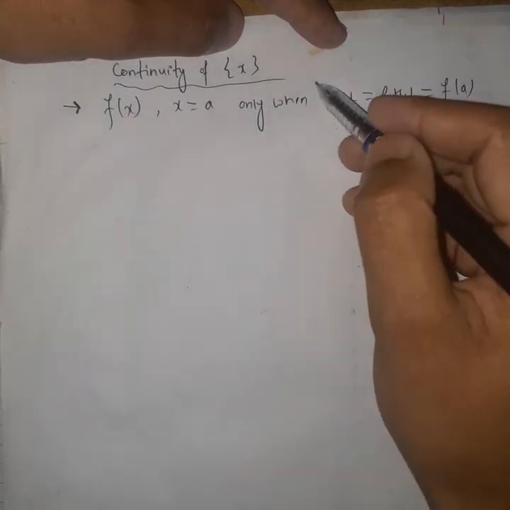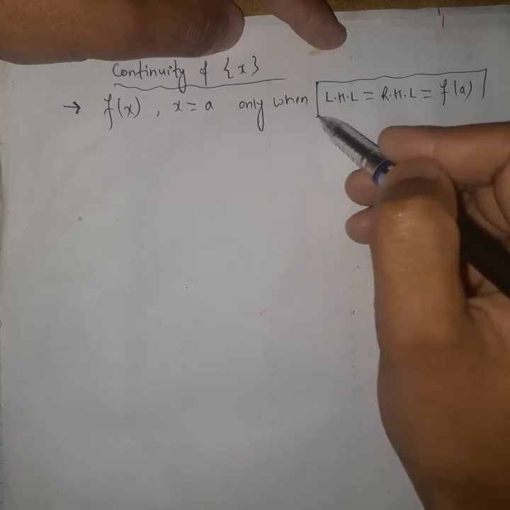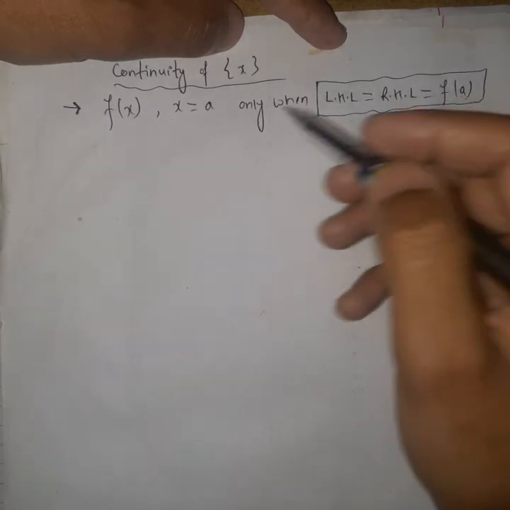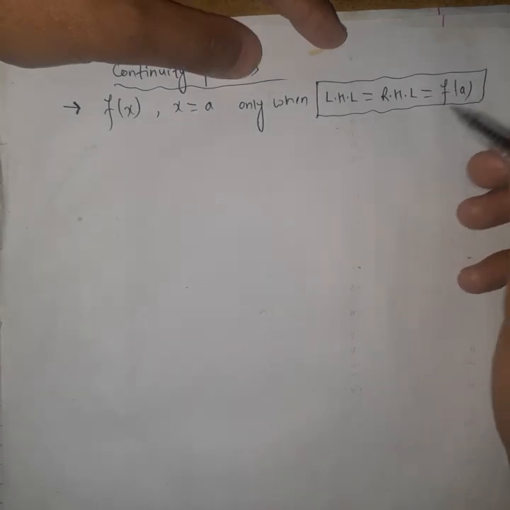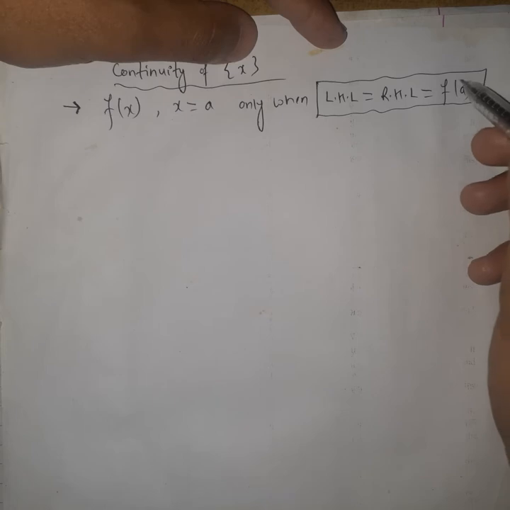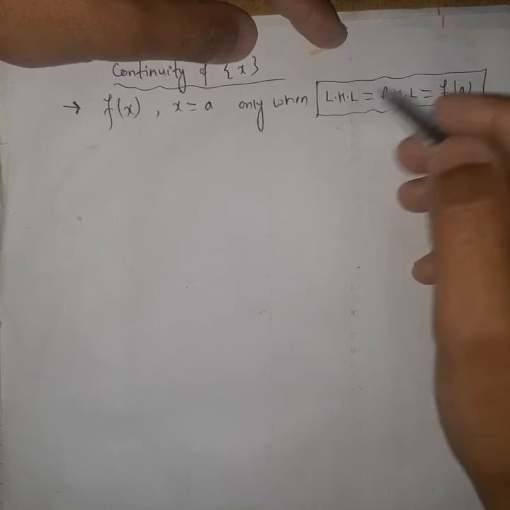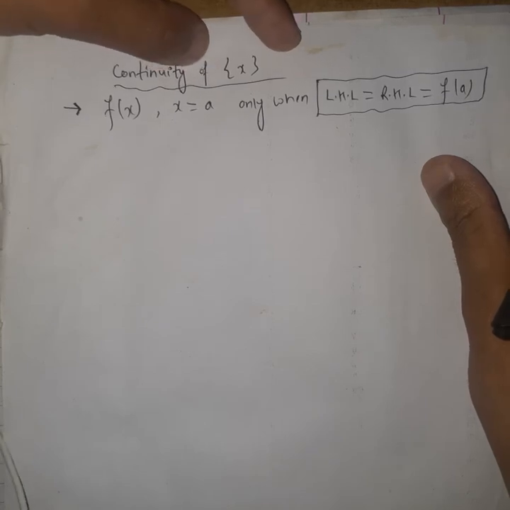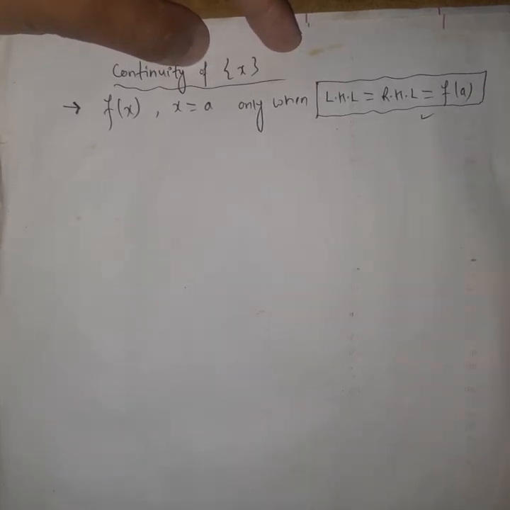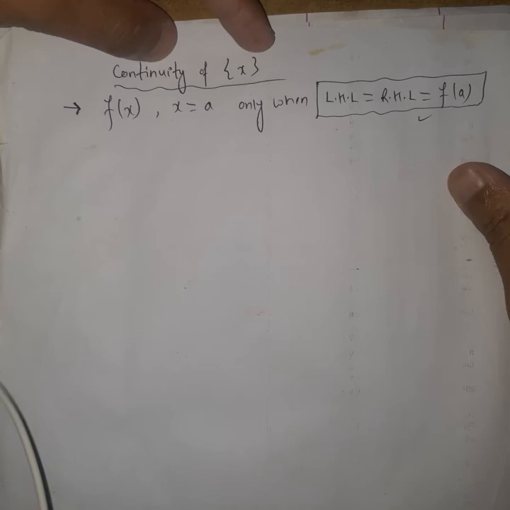If these conditions hold true, then the function is said to be continuous at the given point x equals a. If the left hand limit, right hand limit, and the functional value at the point are all the same, then the function is said to be continuous at that point x equals a. These are the conditions for the continuity of any function at any point.